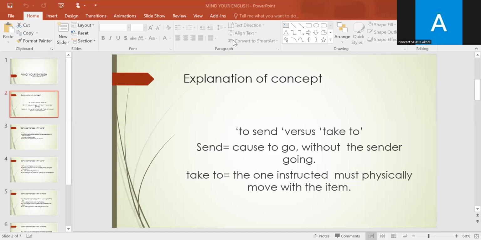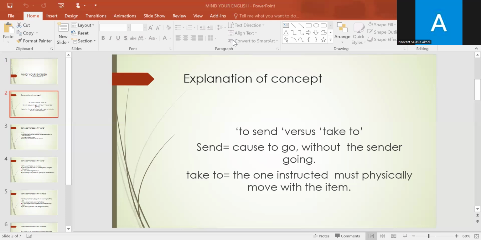But if you want the person receiving the instruction to get involved physically in moving from one place to the other, to move the item from one place to another place, or to deliver it, then I think the correct verb phrase should be to take to, not to send.